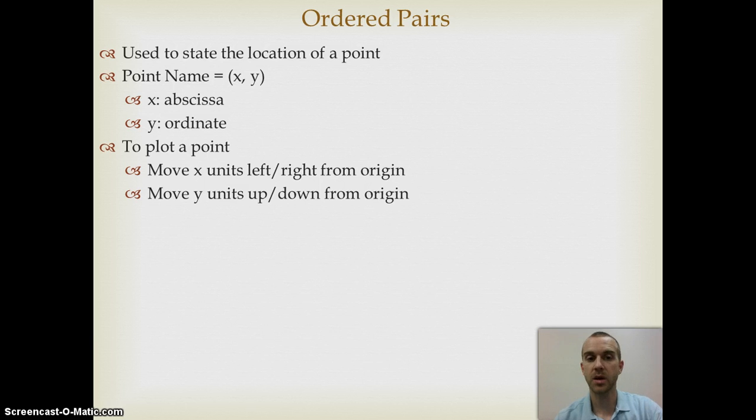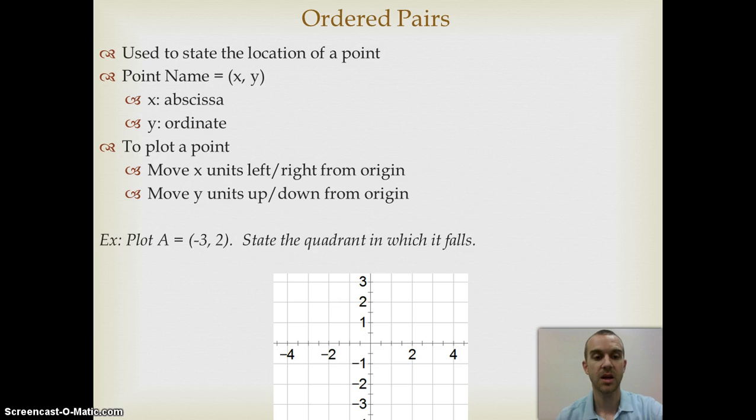If we need to plot a point, we're going to start at the origin and move x units to the left or right and y units up or down. So say I want to plot the point (-3, 2) and state which quadrant it falls in. That means I would start right here at my origin. I would go 3 units to the left since it's negative, and then I would go 2 units up because it's positive. And right there would be point A. And if I look, this is quadrant 2.